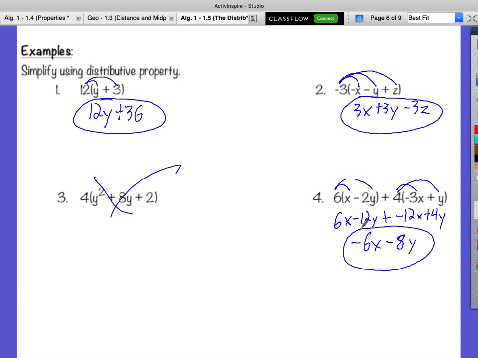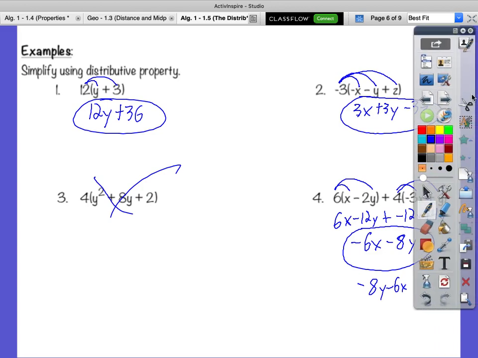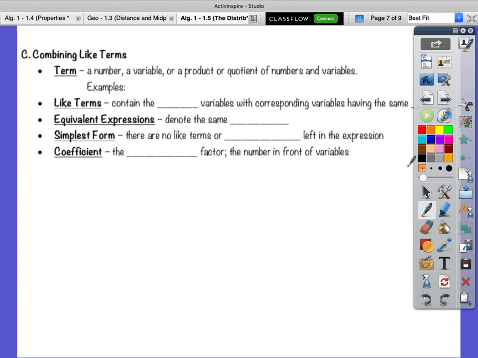Now Danny said, hey, Mr. Krause, I have negative 8y minus 6x, is that okay? Yeah, for now it's perfectly fine. We'll talk about later how we order that, but for now it's perfectly fine, okay? Questions on that at all? Okay, hopefully that's kind of ringing a bell now that we did that. Let's go right below this, and it says combining like terms.